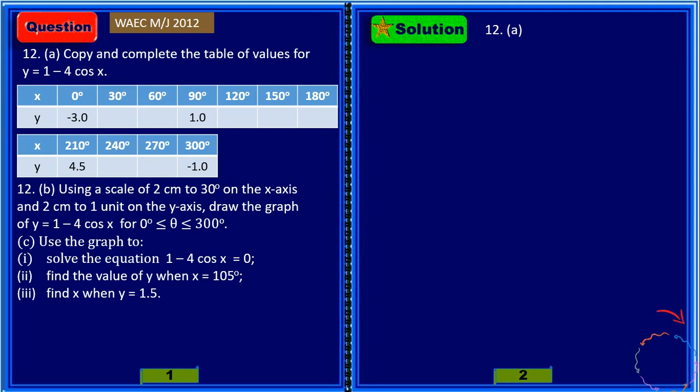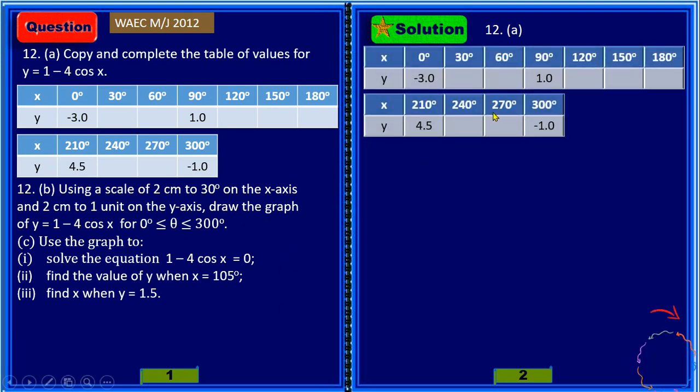12c. Use the graph to solve the equation 1 minus 4 cos x is equal to 0. Find the value of y when x is equal to 105 degrees. Find x when y is equal to 1.5.